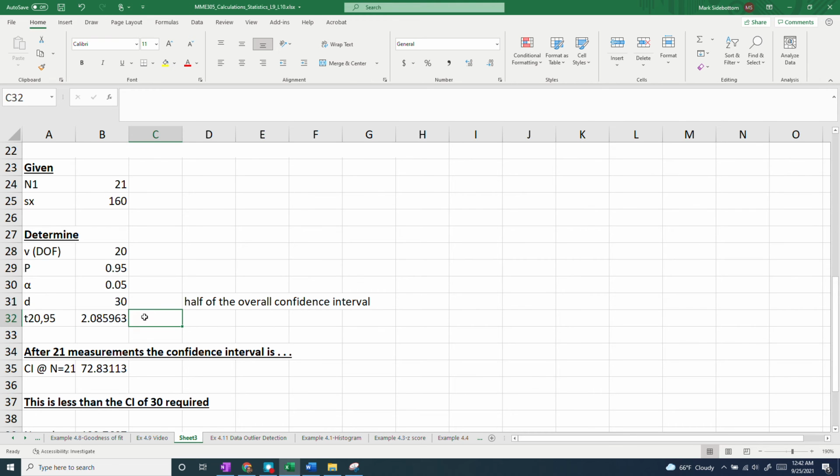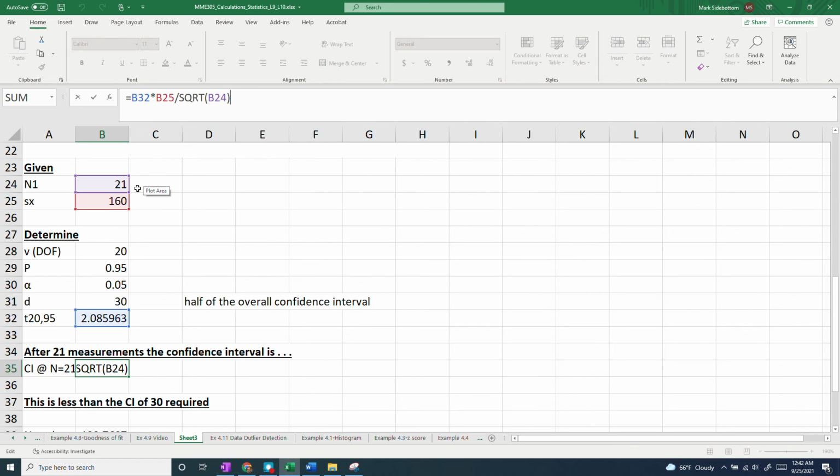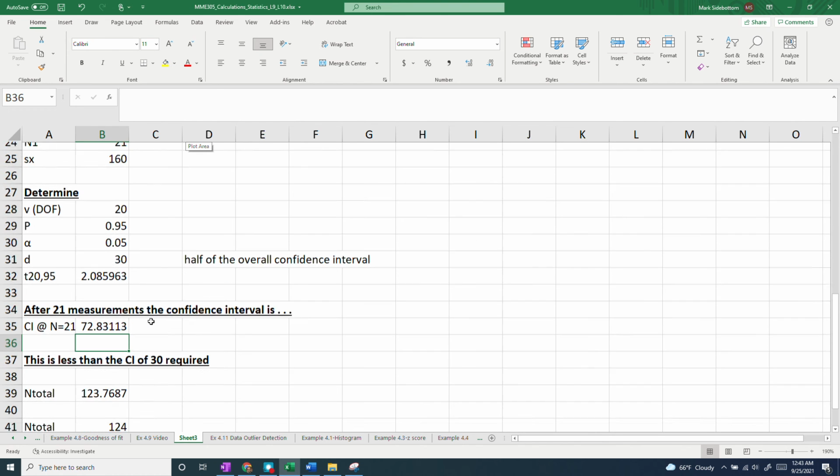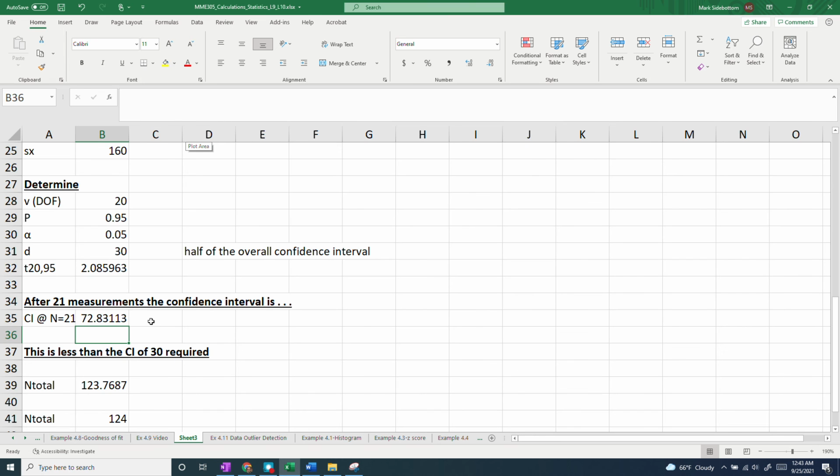Next, we're going to determine the confidence interval at 21 measurements. We take the t-score times the standard deviation, and then we divide by the square root of the number of measurements, and then we get about 73 units. So that's too high, it's not within our 30, so we need to determine what would be a total number.